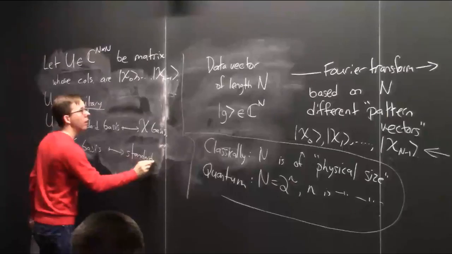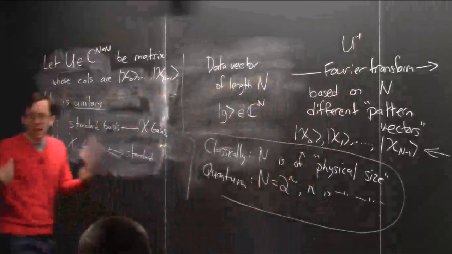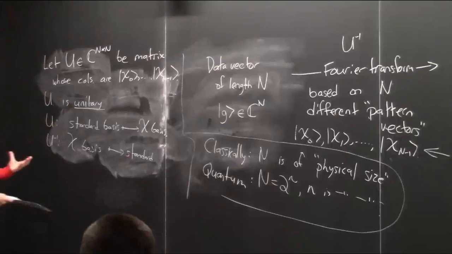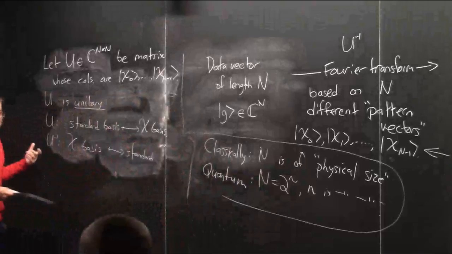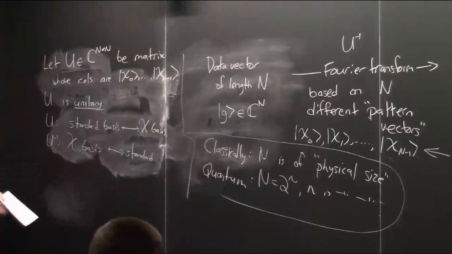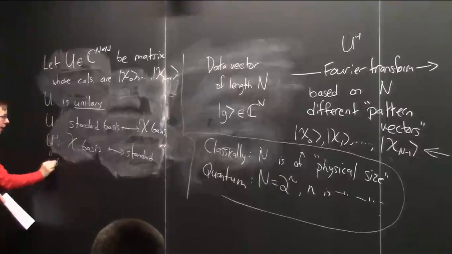But I must admit that every time I write this down, I have to think about, whoa, is it U or is it U inverse? And 99% of the time, it doesn't really matter. In particular, today we're going to spend all our time talking about the Hadamard transform, where these are kind of XOR functions like last time. And in that case, U is going to be the same as its inverse. So we don't have to worry about this distinction. But I'll try to get it right. By the way, since U is unitary, this is also U dagger, in other words, the conjugate transpose of U.